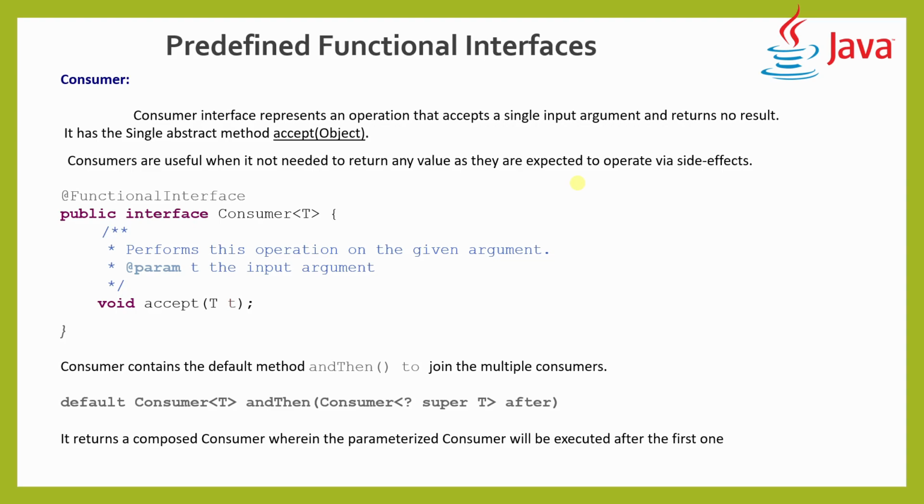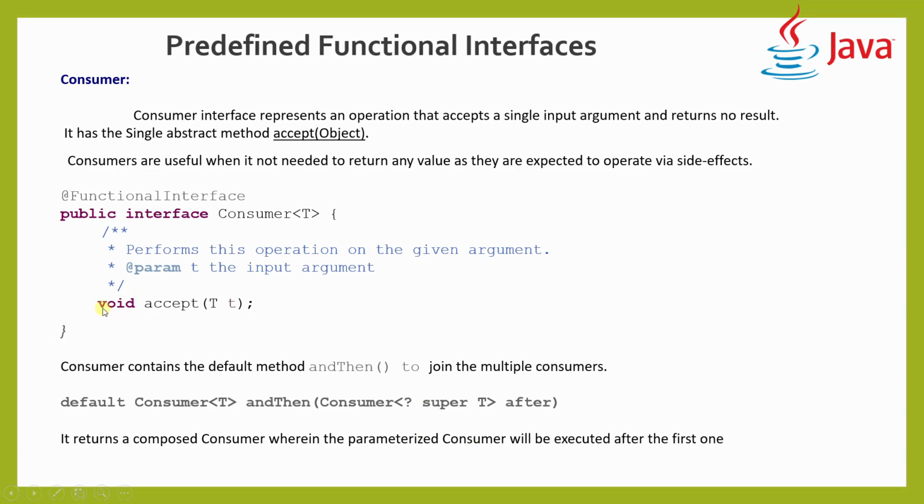The Consumer interface represents an operation that accepts a single argument and returns no result. I mean, suppose your requirement is to accept the input and perform an operation, but you don't want to return any result. Then you can choose Consumer as the predefined interface. Here we have one single abstract method, accept.